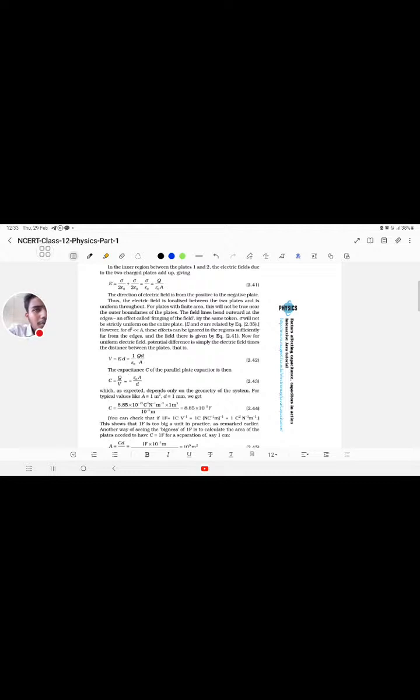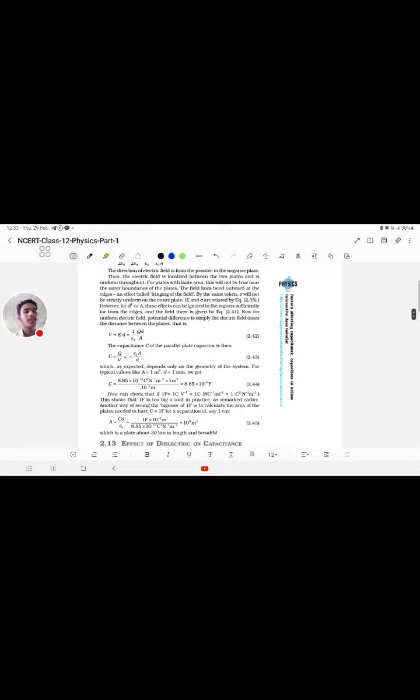And now for uniform electric field, the potential difference is simply the electric field times the distance between them, which is Qd by epsilon naught A. The capacitance will be equal to Q by V. So it's epsilon naught A by d for a parallel plate capacitor, which as expected depends only on the geometry. And the typical values, okay, for capacitance, you can check that 1 farad is actually equal to 8.8 into 10 to the power minus 9.